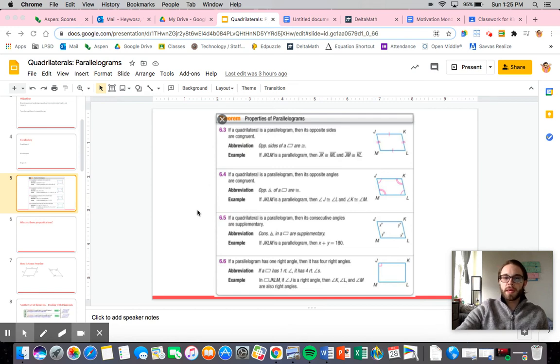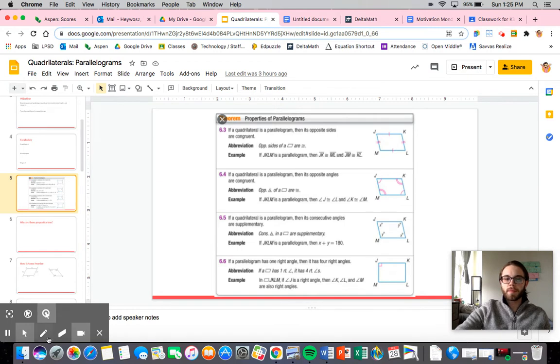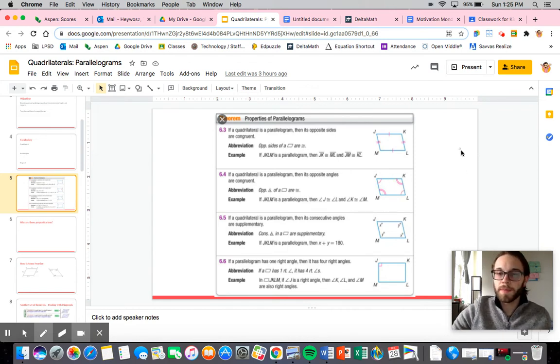Hi everyone, just wanted to take a minute to talk a little bit about parallelograms and some of their different properties. So we should start out with talking about what exactly a parallelogram is. A parallelogram, as you can kind of see from these pictures, is a quadrilateral, so it is a polygon with four sides, and it specifically has this property.